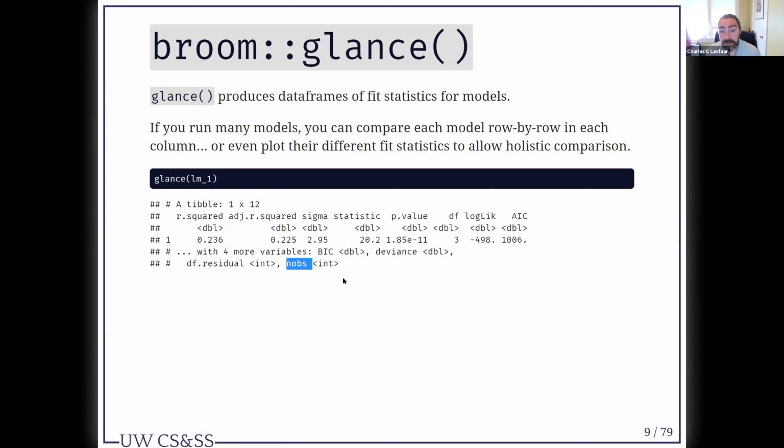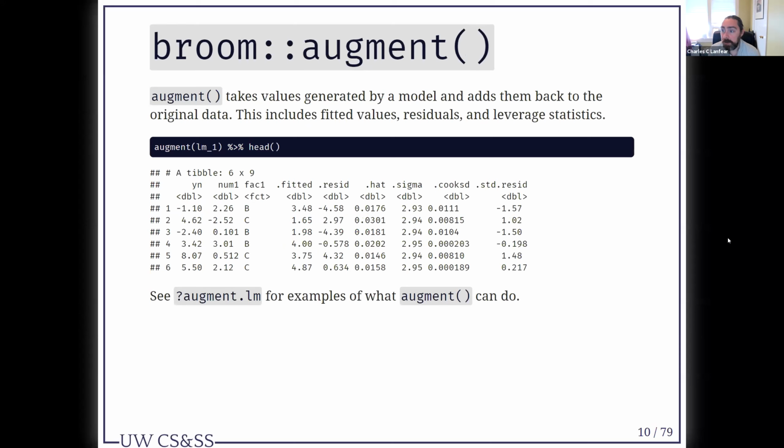This becomes really useful if you run like 50 models and you want to see which one has the best AIC or BIC. You stick them all into one data frame and then arrange it by AIC or BIC, and you can see what does best. Okay. The next function in Broom that's useful is augment.